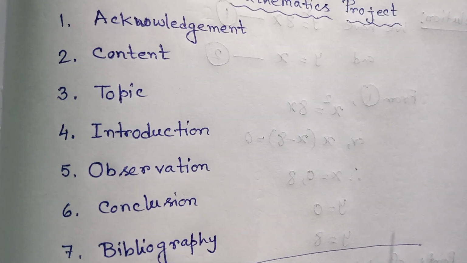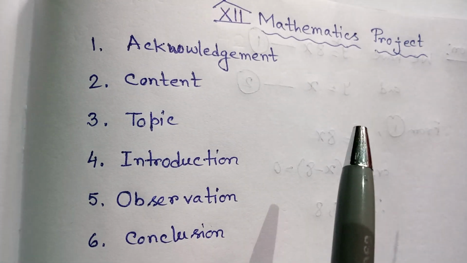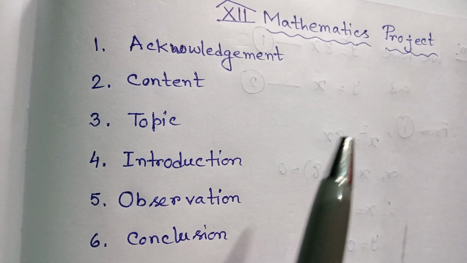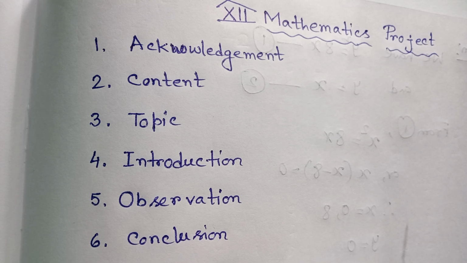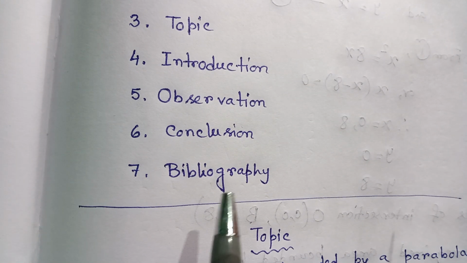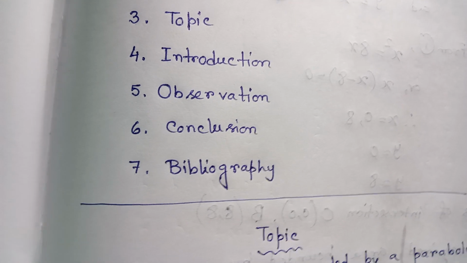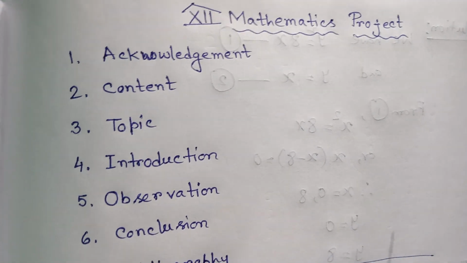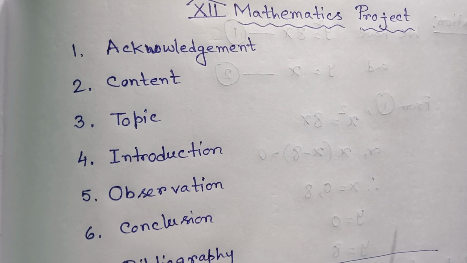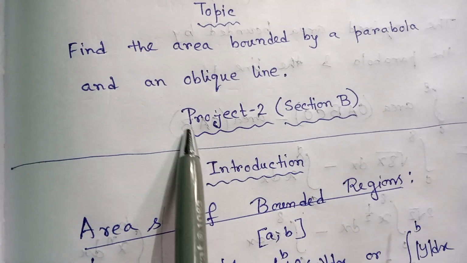Okay. Now, the acknowledgement page and bibliography must be only one. That means you need not put separate acknowledgement and bibliography for project 2. The only acknowledgement page will be the first page, before project 1, and the only bibliography page will be on the last page, after project 2. When you are starting project 2, you just put one page where you write "Project 2, Section B", only these two words.